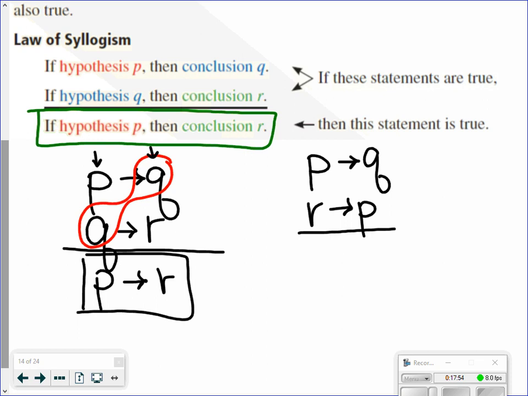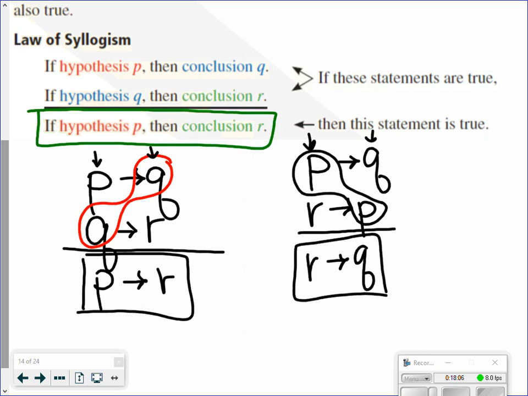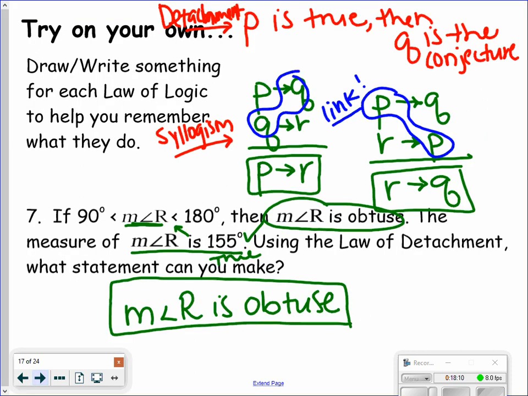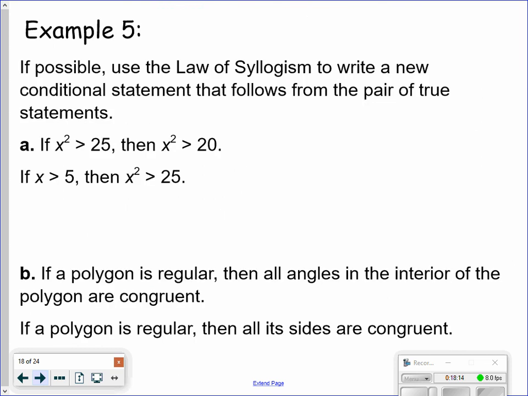And your conclusion would be, this link is happening right here. So you want to say whatever your hypothesis is, if R, then Q. Okay, now let's apply that to a statement here. And that's just what I wrote on the left-hand side. Okay, so example 5, we're using the law of syllogism to write a new conditional statement that follows from the pair of true statements.